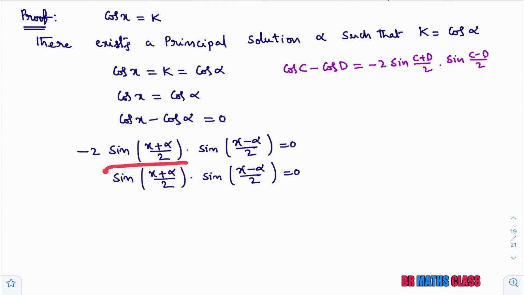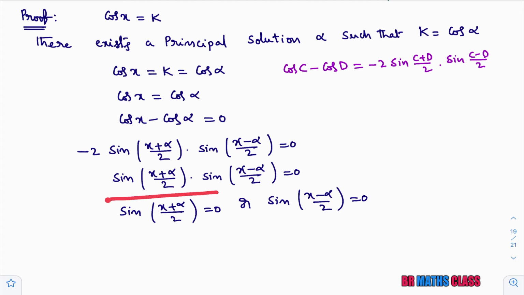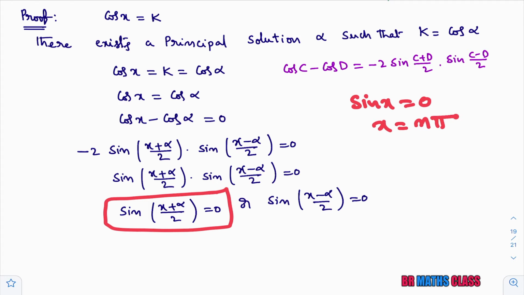Here you can observe that the product of two things is equal to 0. Product of two things equal to 0 means any one of them must be equal to 0. So I'll write like this. sin((x+alpha)/2) equal to 0 or sin((x-alpha)/2) equal to 0. You observe that the first result looks like sin x equal to 0. The general solution for sin x equal to 0 is what? The general solution for sin x equal to 0 is n pi. That means whenever sin x equal to 0, then x can be written as n pi. Here sin((x+alpha)/2) equal to 0. So here (x+alpha)/2 can be written as n pi.